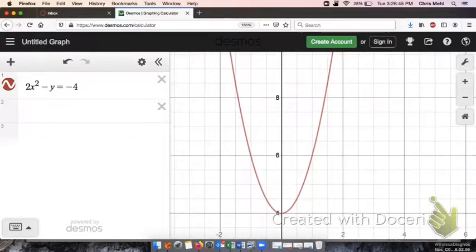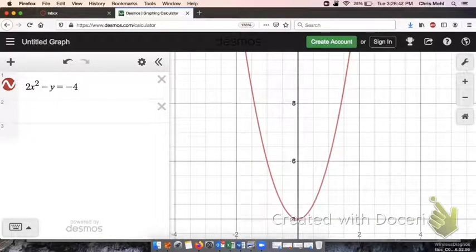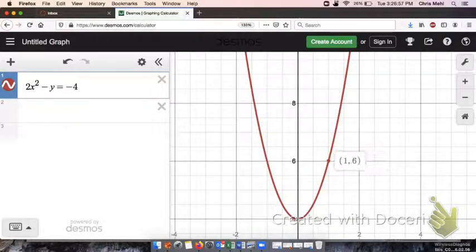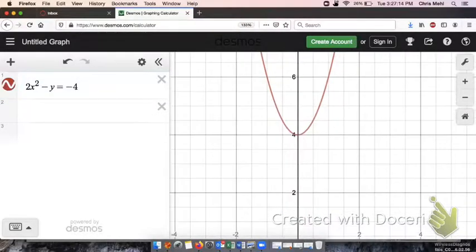Now you're going to notice that this graph is actually a parabola opening upward. That expression can actually be solved for y to get a quadratic equation. And you'll notice that the point 1, 6 is on the graph, but so is the point minus 1, 6. So it has y-axis symmetry because if you change the sign on the x-coordinate, you still get another point on the graph.